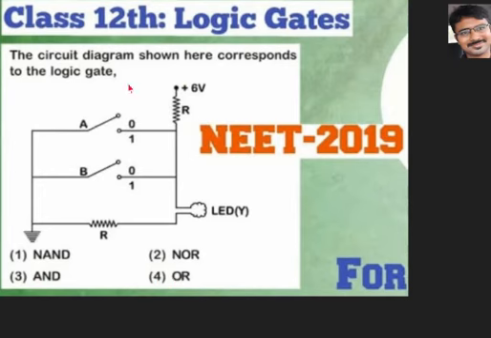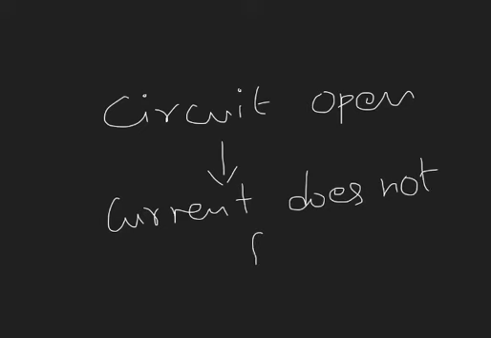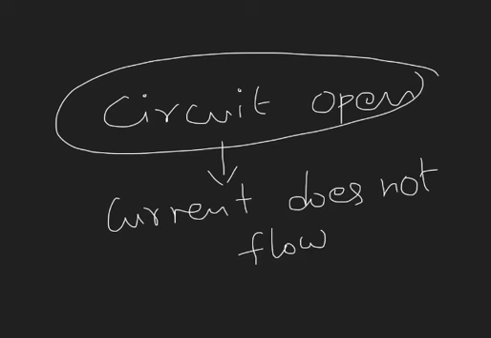How to identify the gate? By observing the circuit diagram, we have to analyze now. For this, you have to know the basic information that whenever a circuit is open, current does not flow. Circuit open means current does not flow. You have to know this information. Whenever circuit is open, current does not flow. So only in closed circuits current will flow. So this is the basic information to be noted now. Let us see the phenomena.